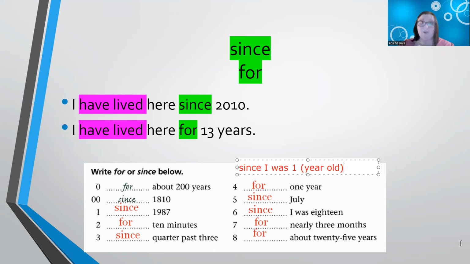Since July, since I was 18, pay attention about the age, for 3 months, and for 25 years. Since, с какого-то времени, for, в течение какого-то времени. But in both variants, in present perfect, we speak about some moment in the past and up to now. And the main difference between present perfect and past simple: present perfect is always connected with now, somehow, with different variants, but it is connected with the present. That's why it's present perfect.